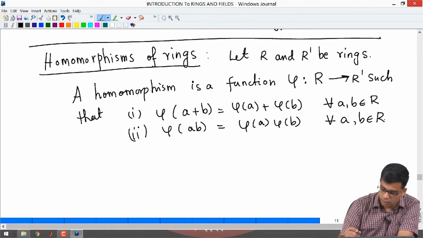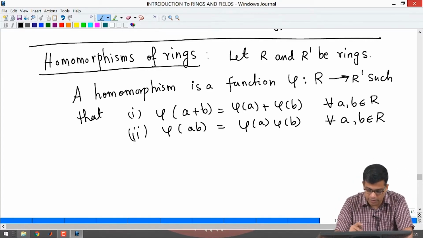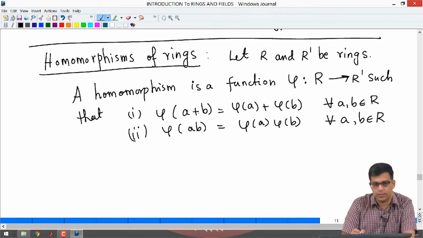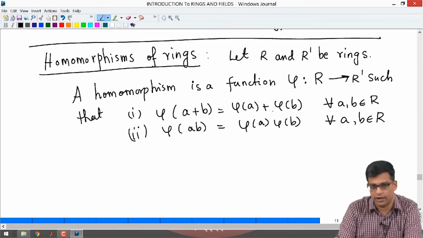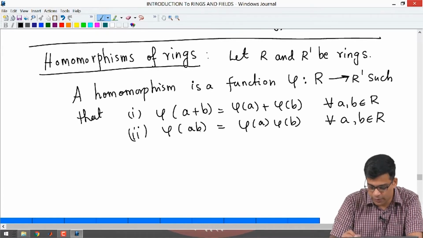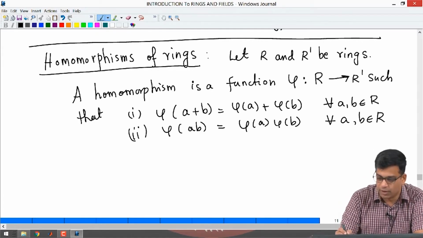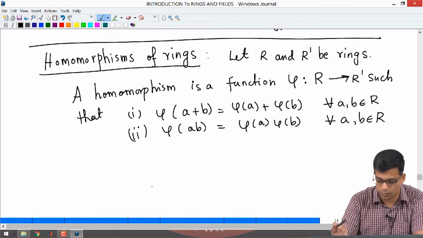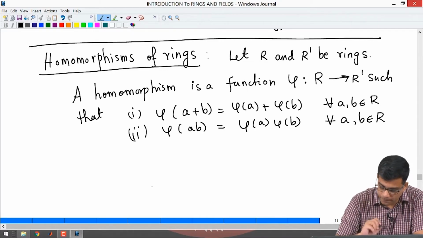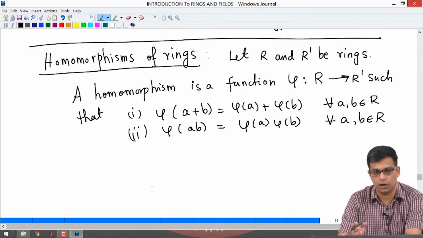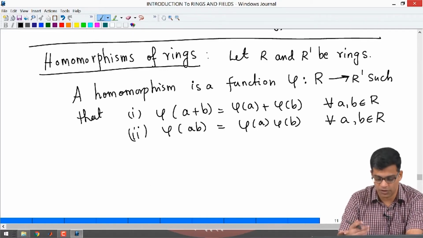Here you have to be careful. The plus on the left hand side is plus in R, the plus on the right hand side is plus in R prime. Similarly, when I write A B here, I am multiplying in R, here I am multiplying in R prime, because R and R prime are rings, they have their own multiplication and addition. So, these properties look very similar to group homomorphism properties.